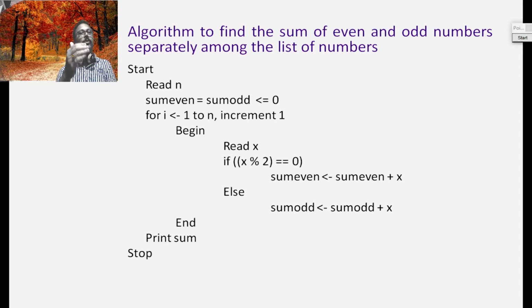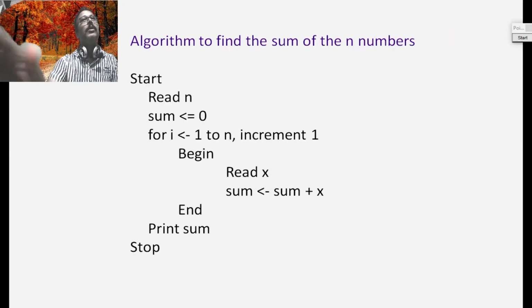Read the value of X n times. What do you have to do? Within the loop, read the value of X and add the value of X. Now I am asking you to read n numbers, so it is the same thing: I equal to 1 to n, increment of I. You have to read the value of X and add the value of X also.